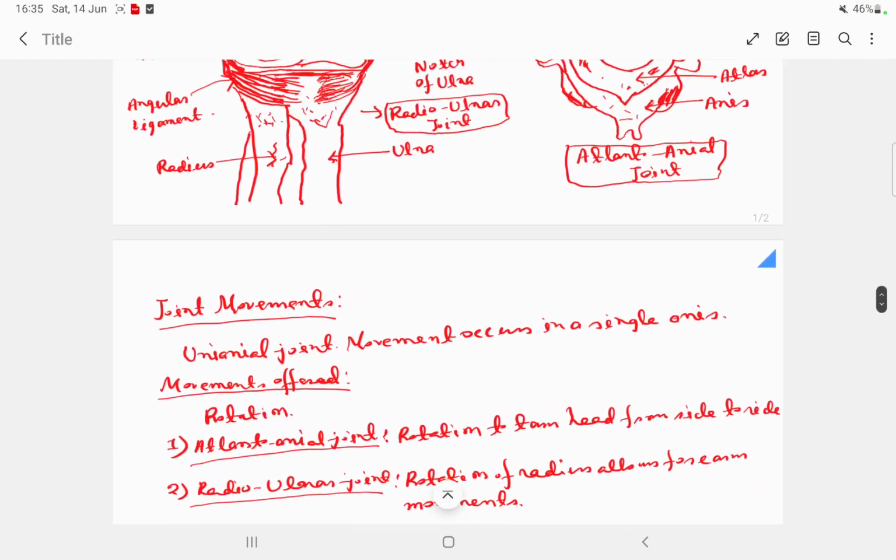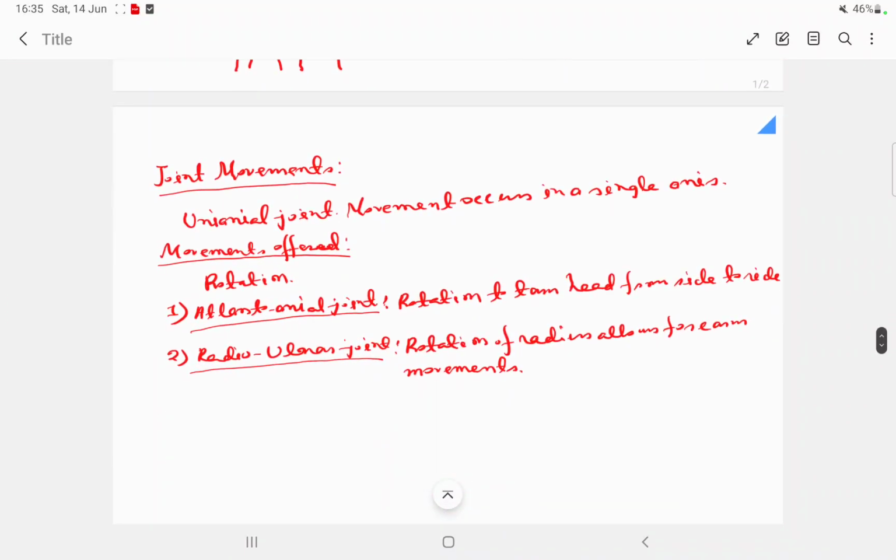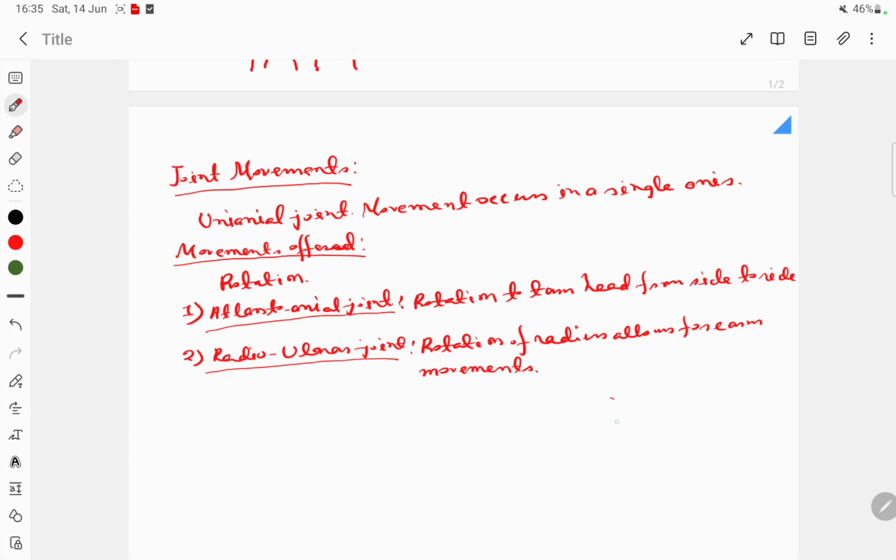Now what are the movements offered by this joint? It is a uniaxial joint, that is movement occurs in a single axis. The movement is rotation. So when something rotates around another thing, suppose this is a point and another thing is rotating around this axis like this, this movement is known as rotation.